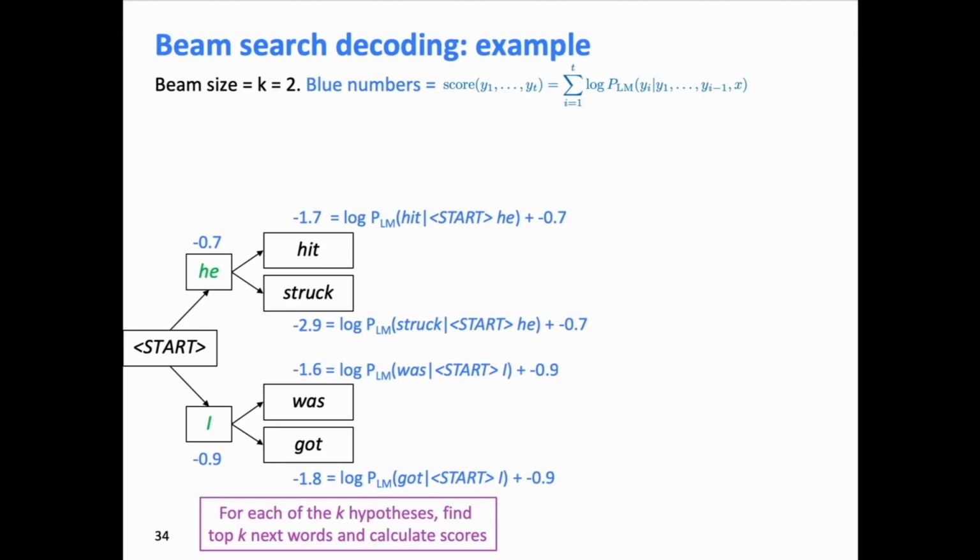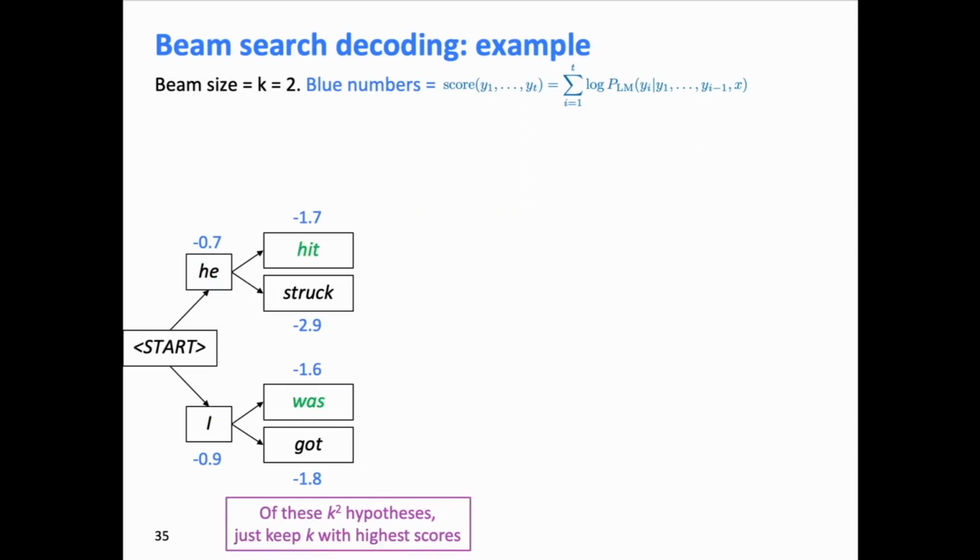So here you can see that we have these 4 possibilities and that the top 2 scores are minus 1.6 and minus 1.7. So this means that hit and was are the 2 best ones. So the idea is that of these k squared equals 4 hypotheses, we're just going to keep the k equals 2 top ones. And then we just keep doing the same thing.